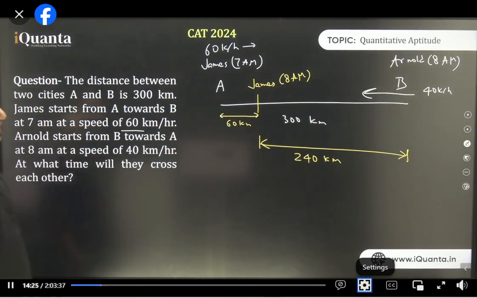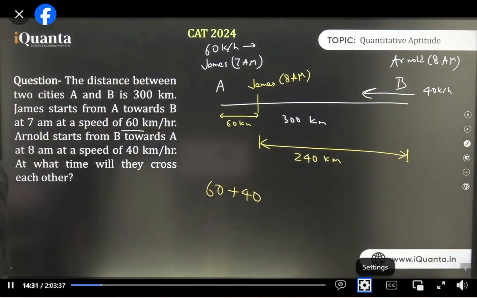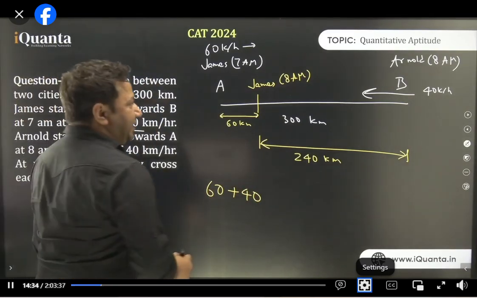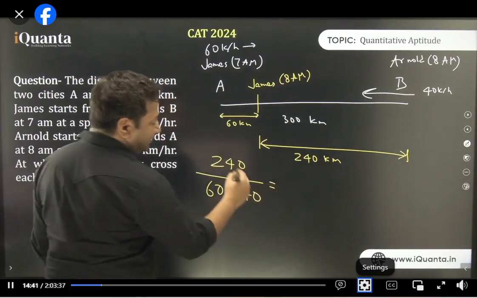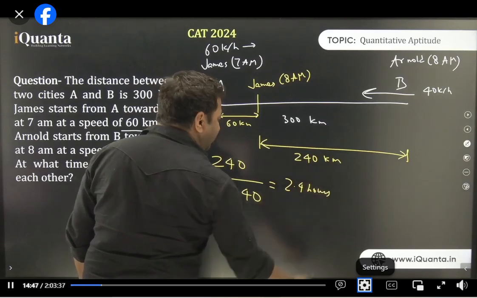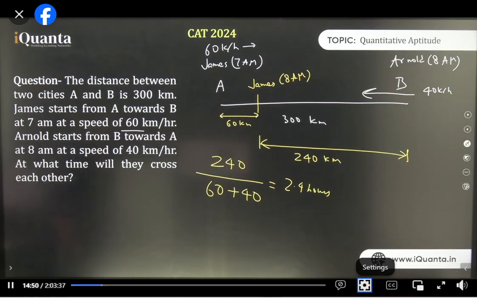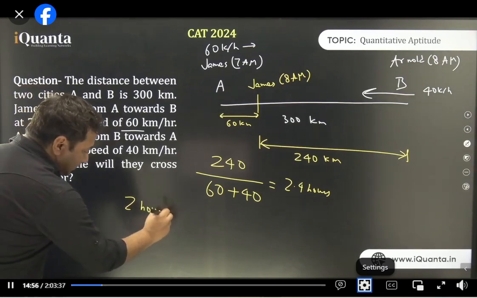Direction is opposite, that means relative speed will be the sum of these two, that is 60 plus 40. This will be our relative speed. And distance is 240, so I'll just divide distance by speed to get my time. That is, if you solve it, 240 by 100, that is 2.4 hours. Notice 2.4 hours, 2 hours and 0.4.